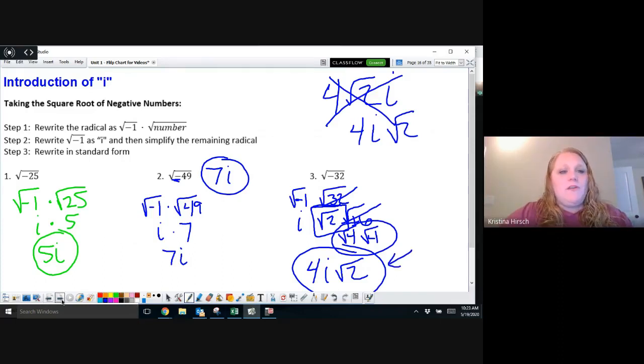All right, so that's our basics of what an I is. It's the square root of -1. And then I squared would be equivalent to -1. And then we talked about standard form and how to deal with a negative just under a radical.